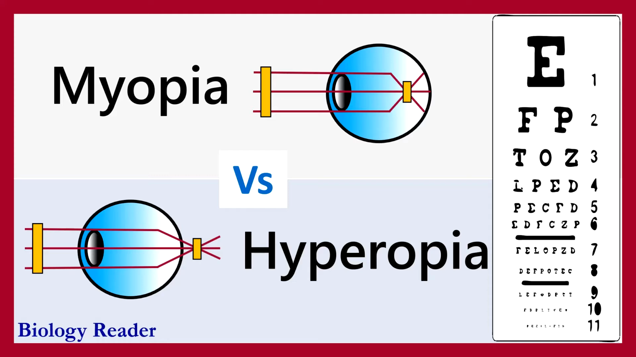Today in this video session we will discuss the two major eye defects, that are myopia and hyperopia, along with the characteristic differences and examples between the two. So friends, let's get started.